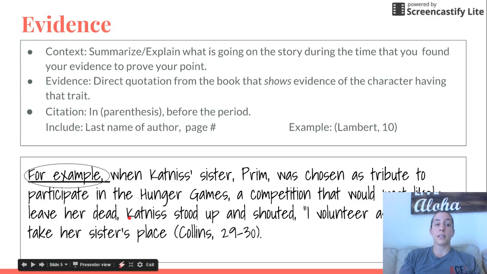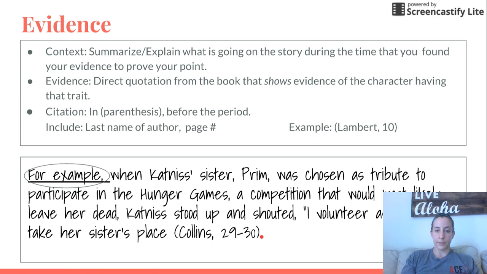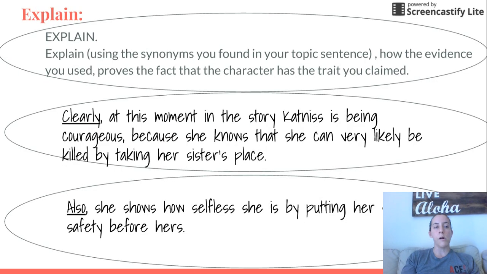So now is our direct quotation. Katniss stood up and shouted, "I volunteer as tribute," to take her sister's place. And then I said Collins, which is the author's last name, and the page numbers. Go ahead and press pause on this video to help you get through your evidence.